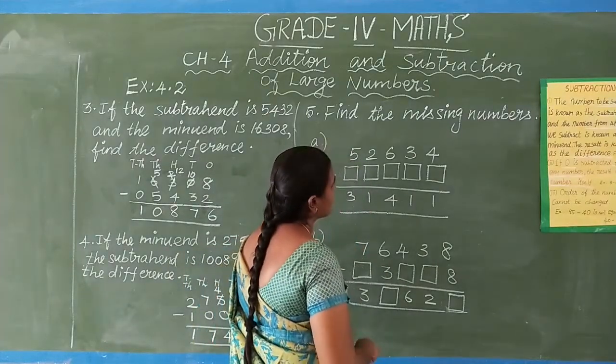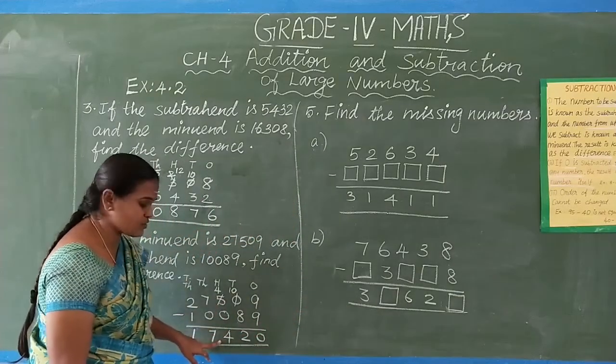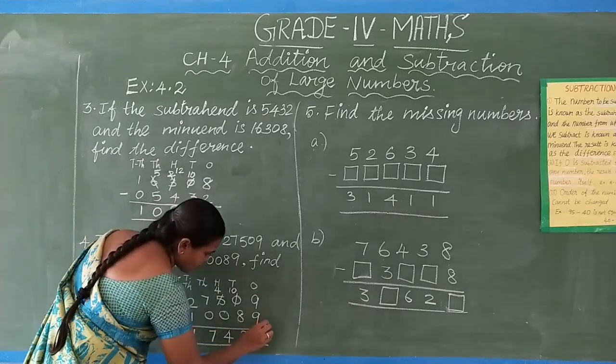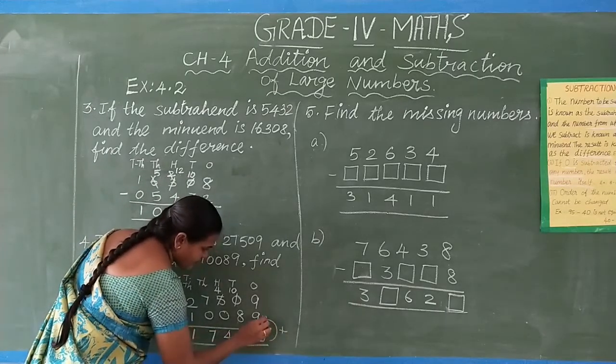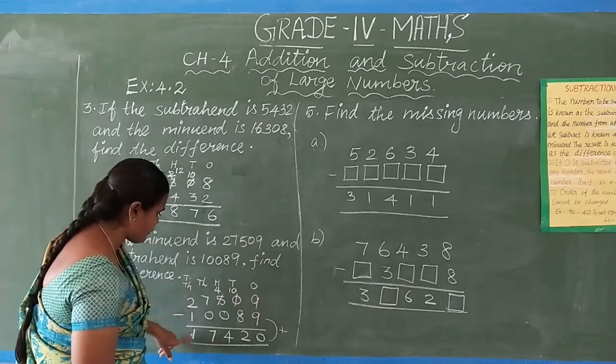Find the missing numbers. So you already know how to check whether your subtraction is correct or not. So you add these two terms. So these two terms you add, we get this one. So you add the subtrahend and the difference, you get the minuend.